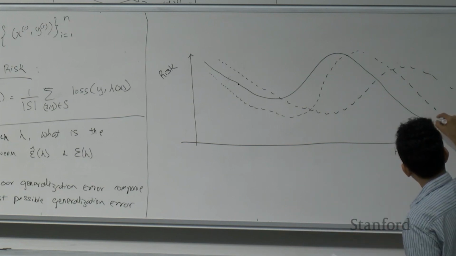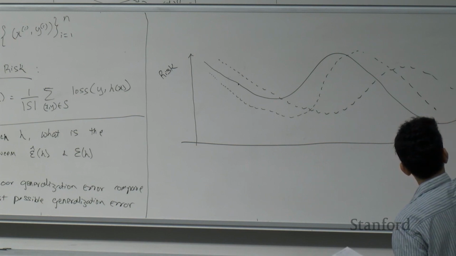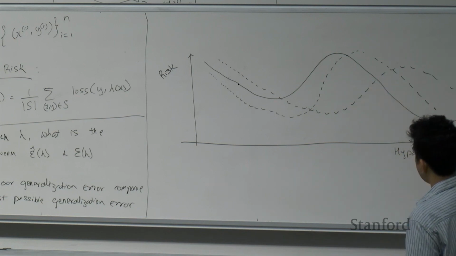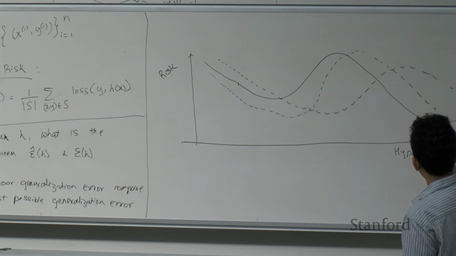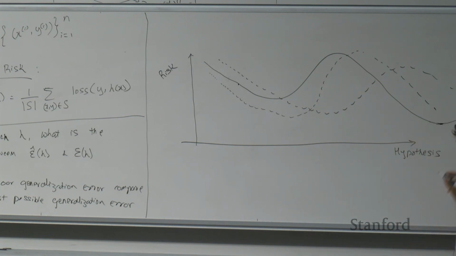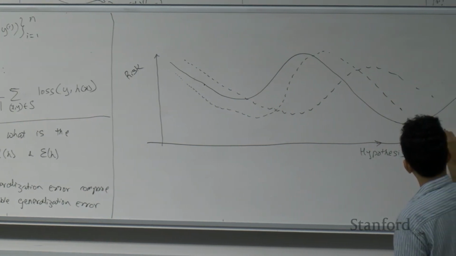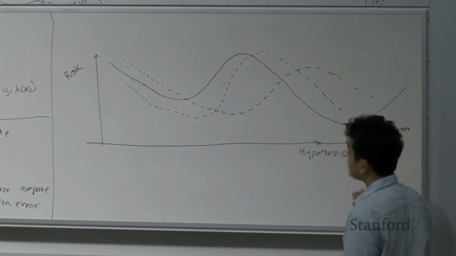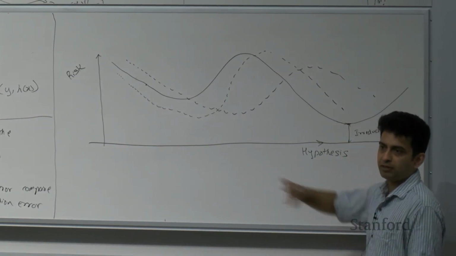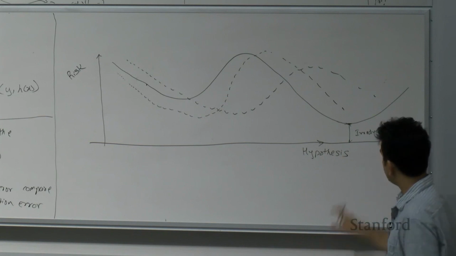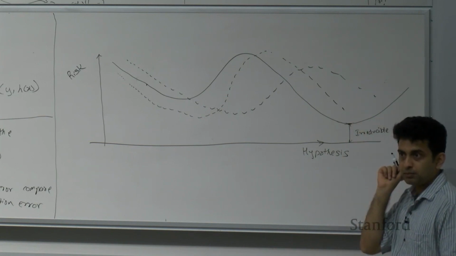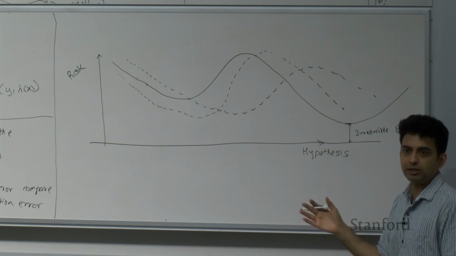Now, the true risk, that's the thick line, is minimized at some point. The gap between this minimal point and the x-axis is the irreducible error. No matter what model you get, even a model invented 10 years from now, you can never do better than the irreducible error, because that's just because your data is noisy. Yes, question?